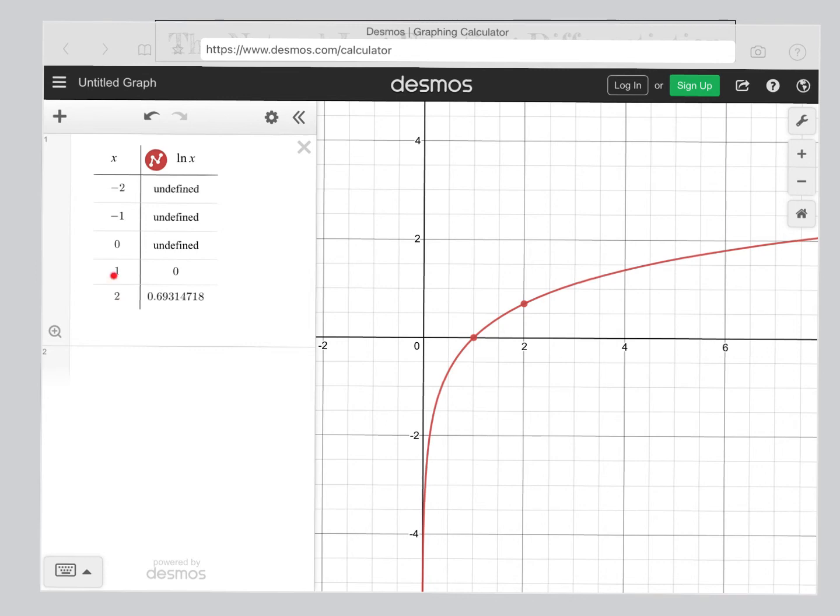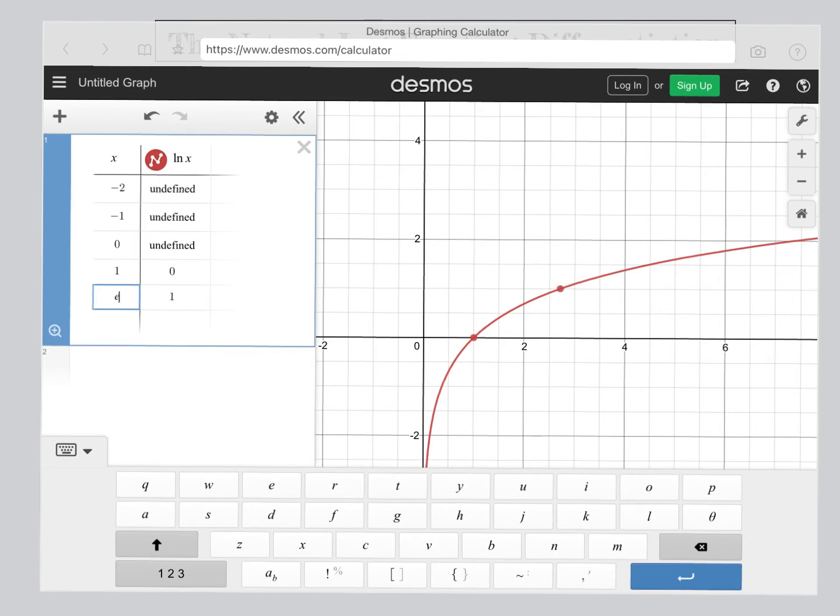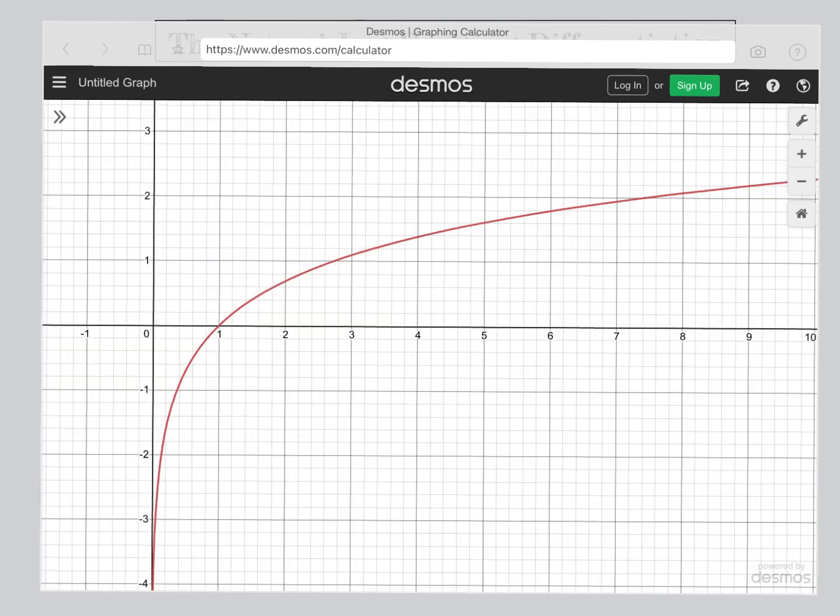We do see that the coordinate point (1, 0) is on our graph here. That is our x-intercept. The next important point that I wanted to plug in was the number e, so I'm going to go to the ABC here and click e. We can see that e is approximately 2.718. It's in between 2 and 3, and our output is 1. So these are 2 important values on the graph of y equals the natural log of x.